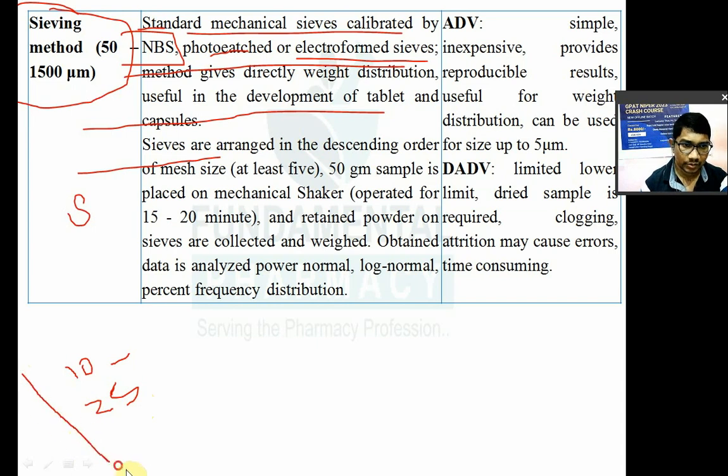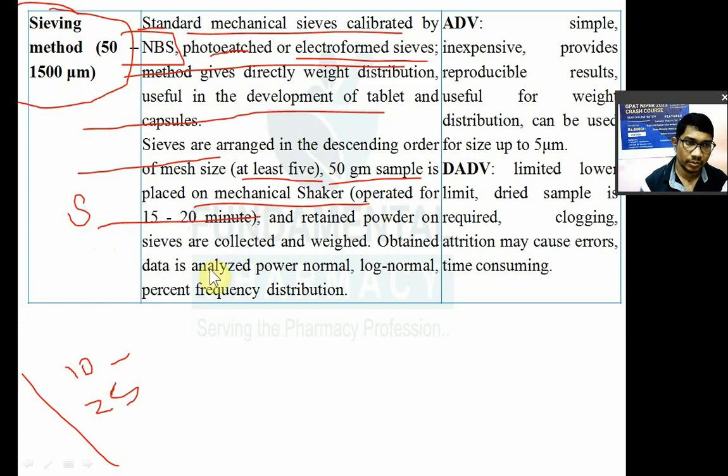So the sieve having coarse mesh aperture should be kept first, and after that, decreasing the mesh aperture. So sieves are arranged in the descending order. There is at least 5 sieves you have to arrange. Okay, then 50-gram sample you have to place on that sieve. Now there is one instrument known as a mechanical sieve shaker that might be present in your laboratory also. Now it is operated for 15 to 20 seconds and retain powder on each sieve.